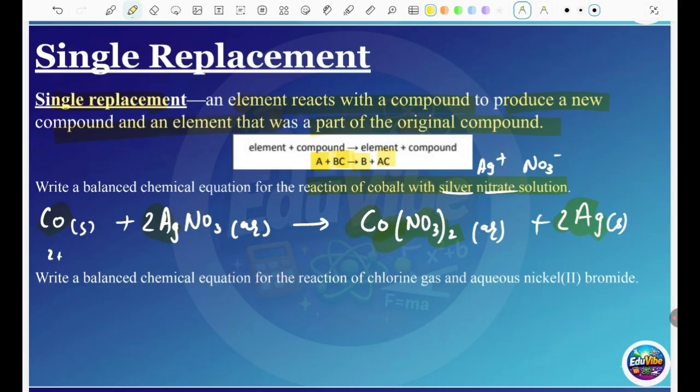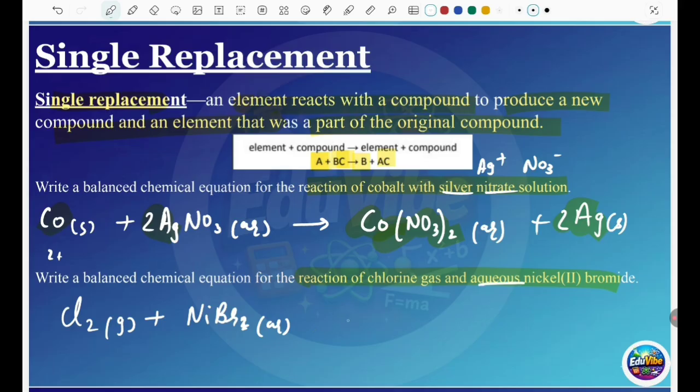In the next one, you have a reaction of chlorine gas with aqueous nickel(II) bromide. Second means we have to use 2 positive. Bromide is Br minus. So we have Cl2, which is gas, plus NiBr2, which is your aqueous compound. They already mentioned that over there.